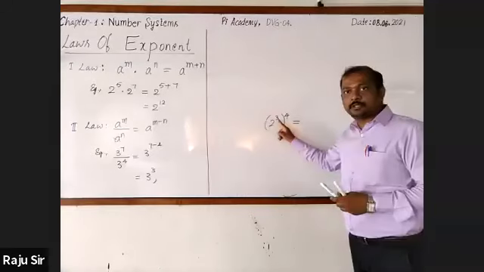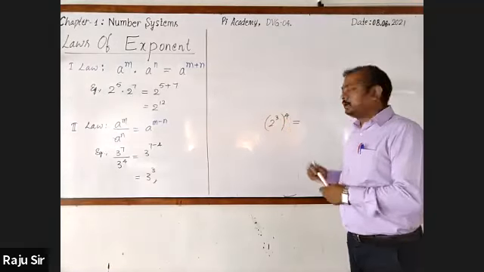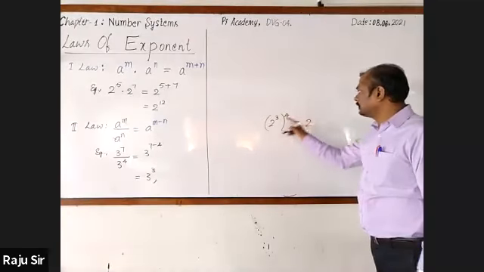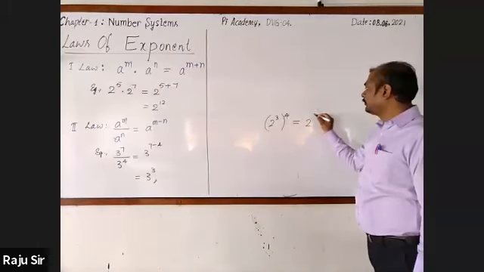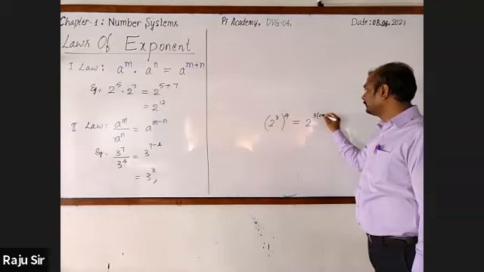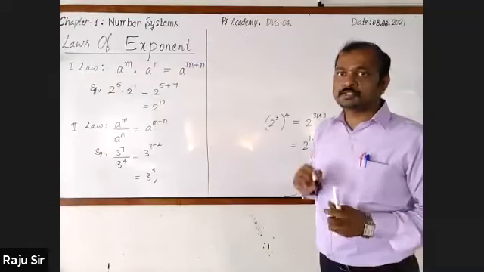It should be read as 2 raised to the power 3 whole raised to the power 4, and can be written as 2 raised to the power, this power is there. Then under such condition, you go for multiplying 3 into 4. 3 fours are 12. So 2 raised to the power 12.